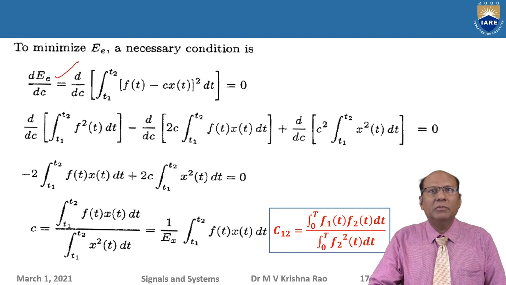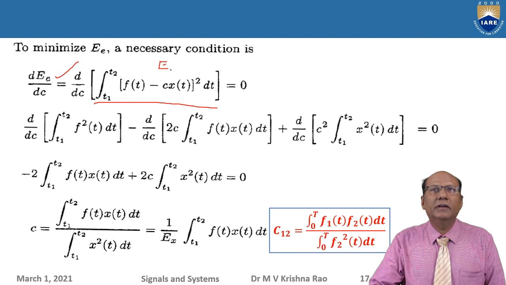I want to minimize. That means I have to differentiate this error quantity, error energy, with respect to the unknown variable, that is C. So I am substituting for EE here. This is nothing but your EE. So I am substituting this quantity there. Now I am taking the square of this one. I am taking the square also here. And this I am making equal to 0.